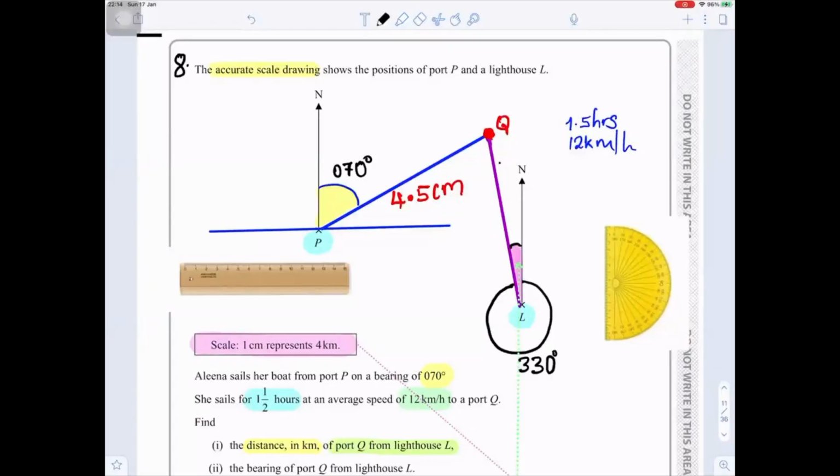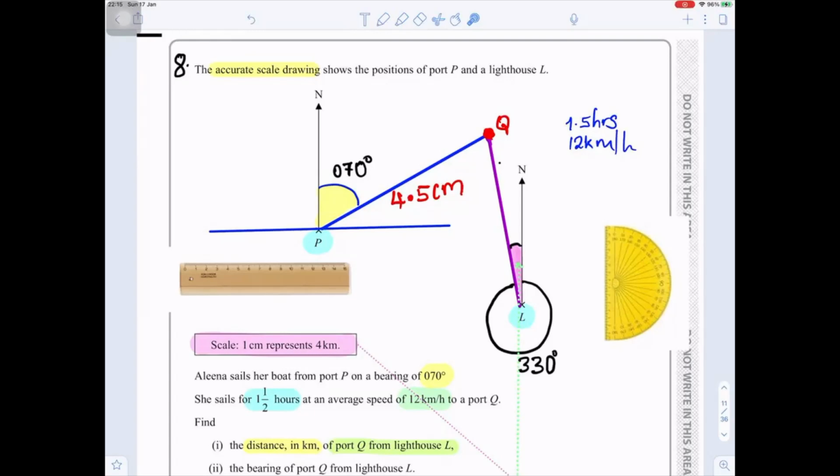Question number 8. The accurate scale drawing shows the positions of port P and the lighthouse L. So that's the port P and that's the lighthouse L. Scale: 1 centimeter represents 4 kilometers. Alina sails her boat from port P on a bearing of 070 degrees. She sails for 1.5 hours at an average speed of 12 kilometers per hour to a port Q. Find the distance in kilometers of port Q from the lighthouse.